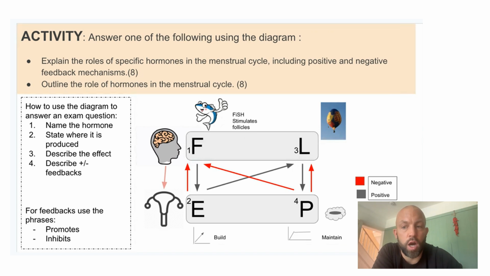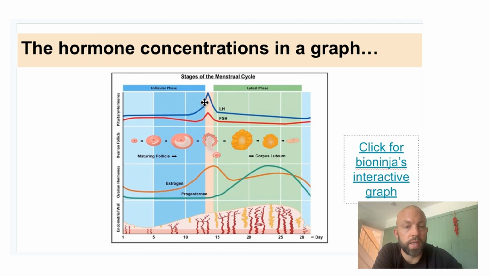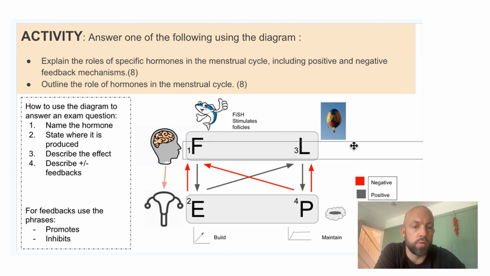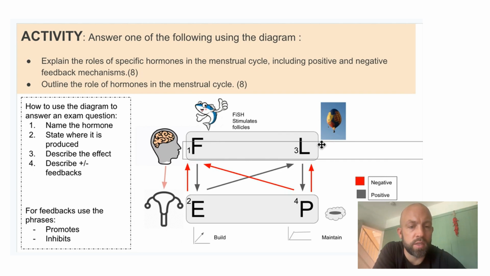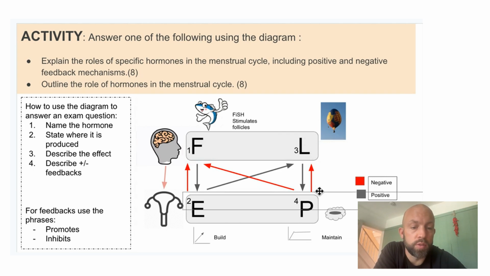So when we see a graph, we see a spike, like we see a spike here in LH when the egg is released. So here we've got a hot air balloon releasing an egg, and it's a Cadbury's cream egg. The sillier the better sometimes to remember these things. And LH is going to promote the production of progesterone.